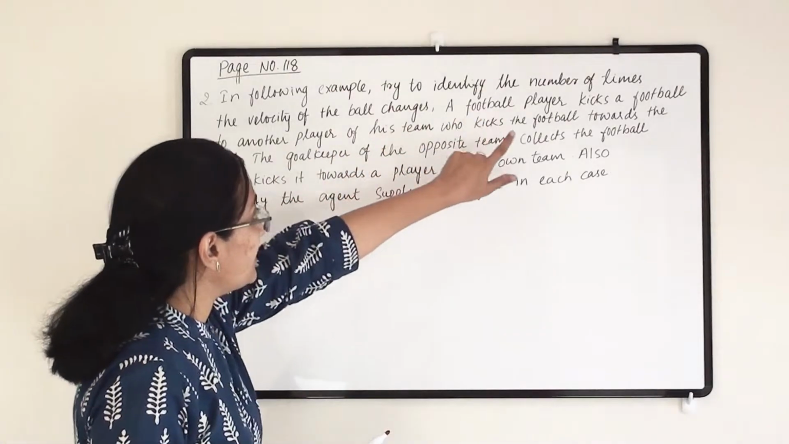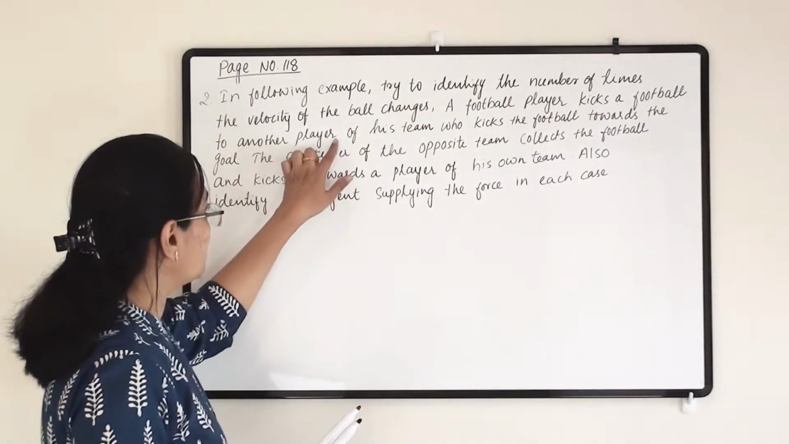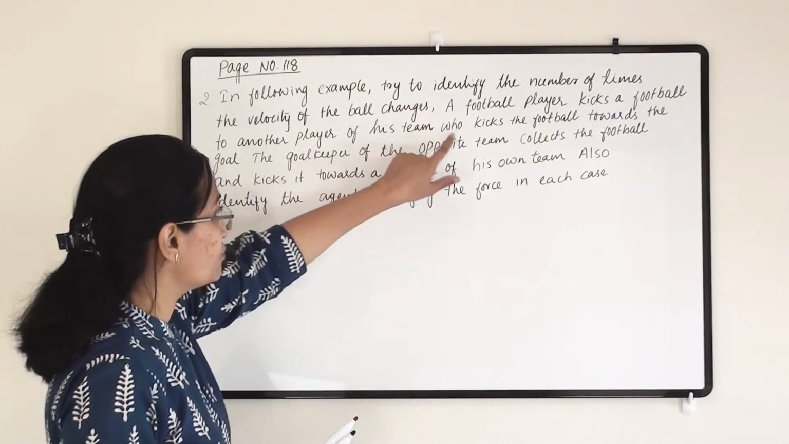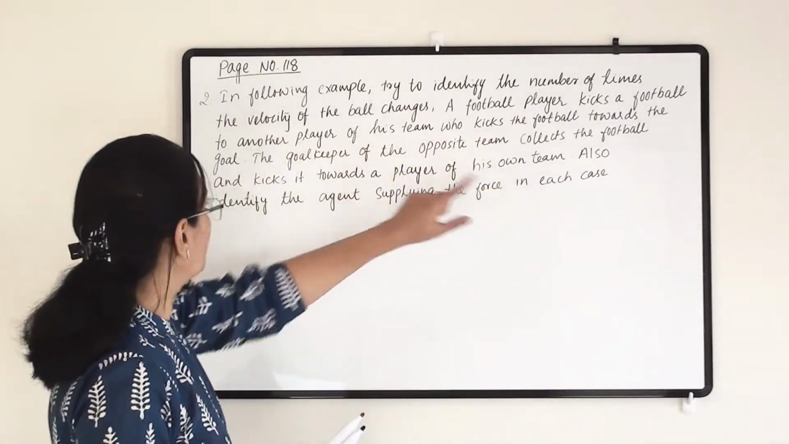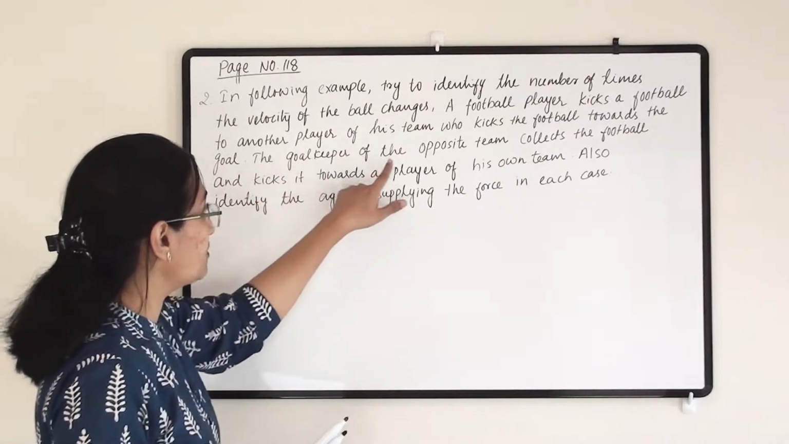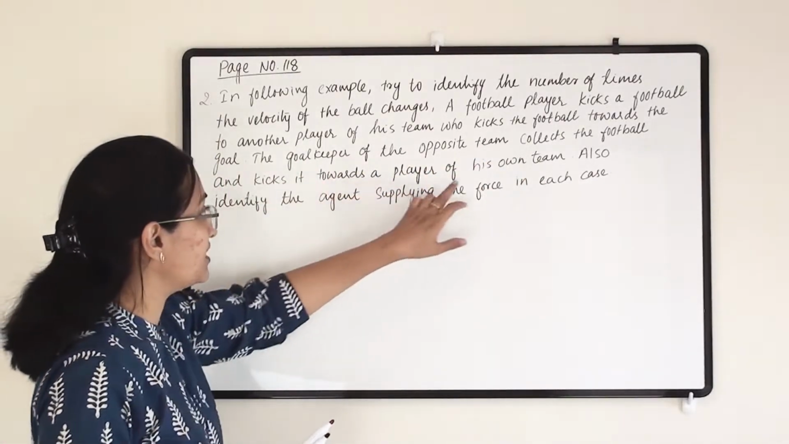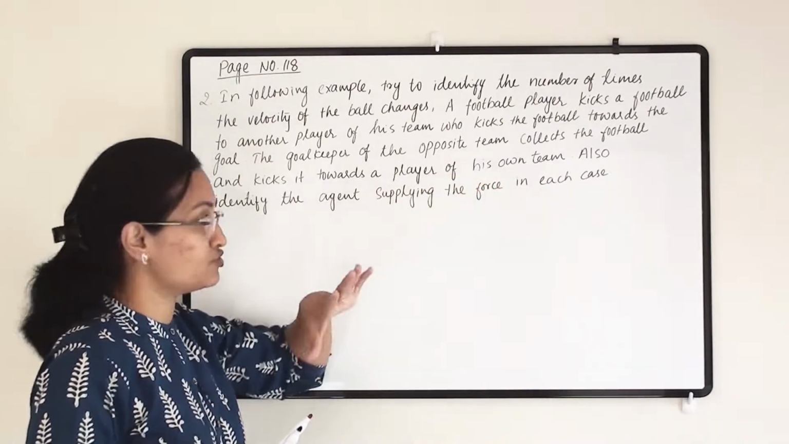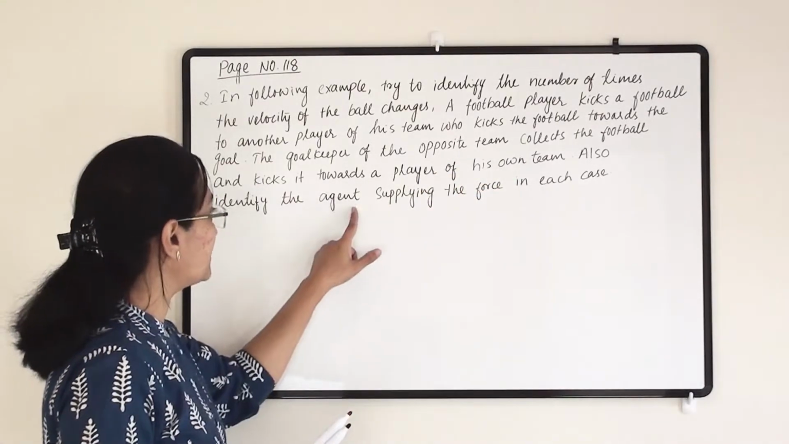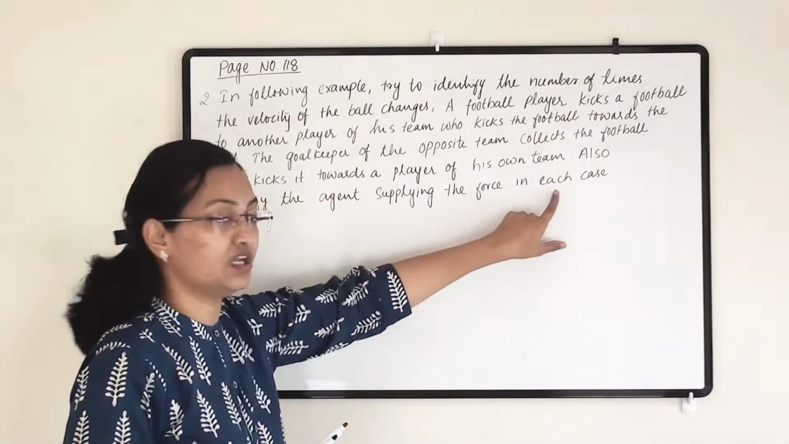A football player kicks a football to another player of his team who kicks the football towards the goal. The goalkeeper of the opposite team collects the football and kicks it towards the player of his own team. This is the situation. Also identify the agent supplying the force in each case.